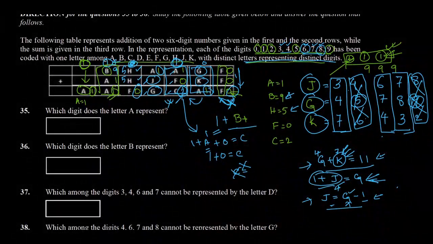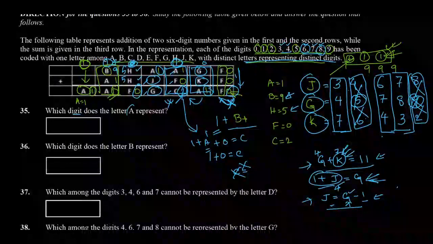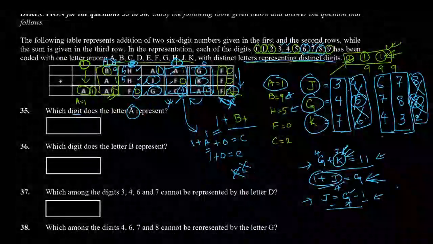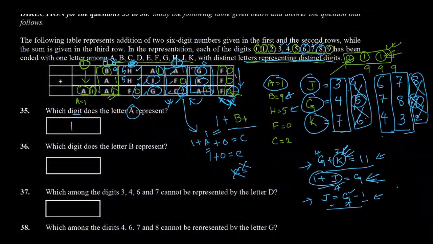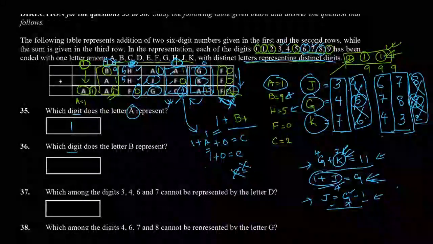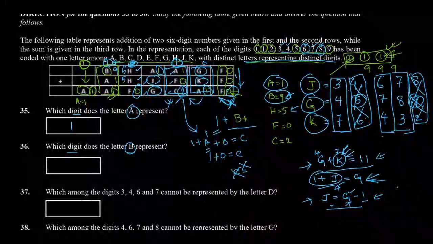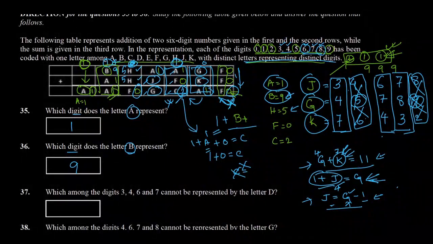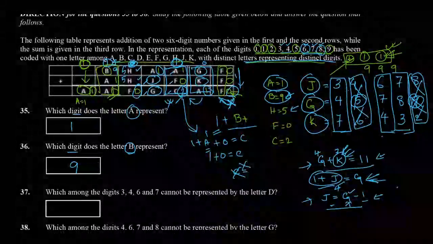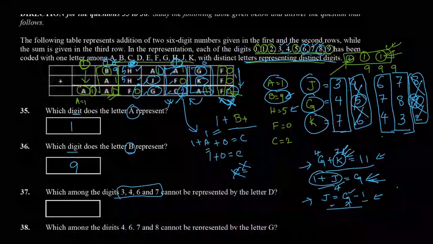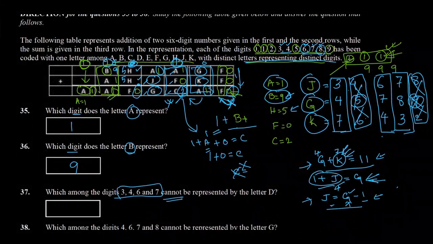So the first question is, what digit does the letter A represent? We already found that out. A is equal to 1. So this would be 1. The next question is, which digit does the letter B represent? We found out b to be 9. So this is 9.